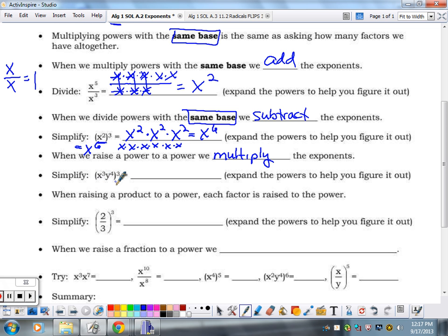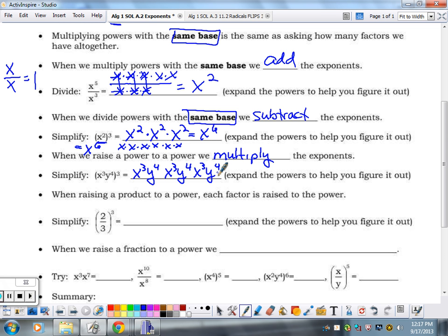Oh no, look at this one. In parentheses, look at my base: x cubed y to the 4th. And I'm raising that base to the 3rd power. Now that's frightening. Let's expand it, right? We can always do that. So here's my base. How many factors of this do I have? I have 3 of them. Right?